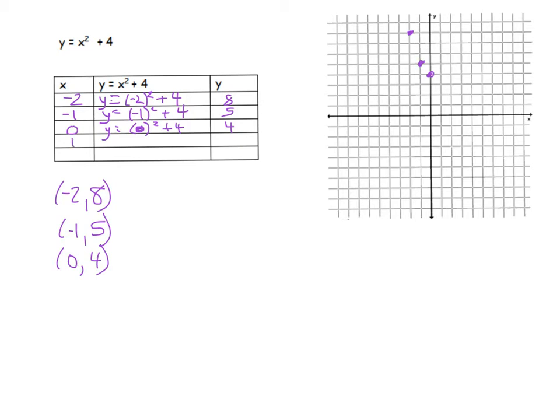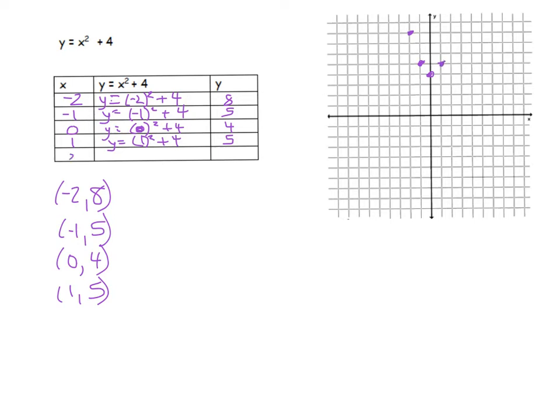Now we'll put a positive 1 in for x. 1 times 1 is 1, plus 4 is 5. So we have (1, 5). The point (1, 5) is found right here.